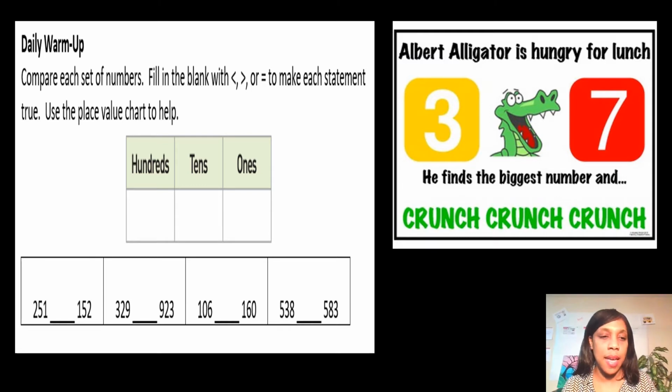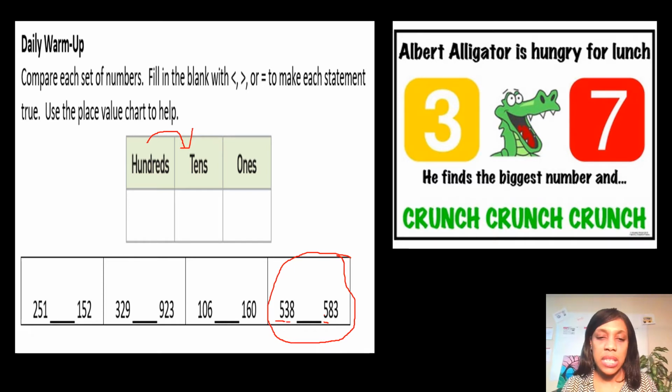Let's try one together. I think I want to try this one here at the end. Remember, I've got to feed him the biggest amount. I have this number here, and I'm going to pick up my pen and see. I always look at the highest house, which would be the hundreds. So this is 500 and 500. I can't tell which one is bigger, so I have to go to the next place value, which will be the tens place.